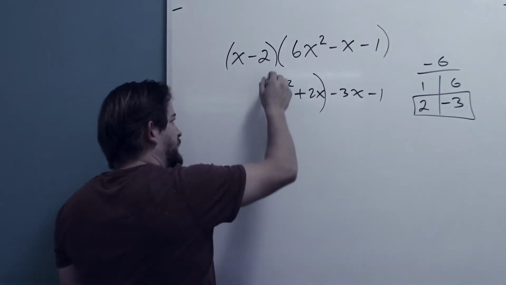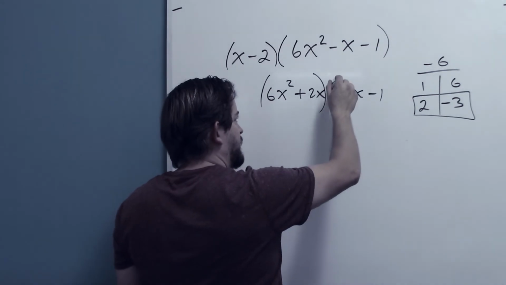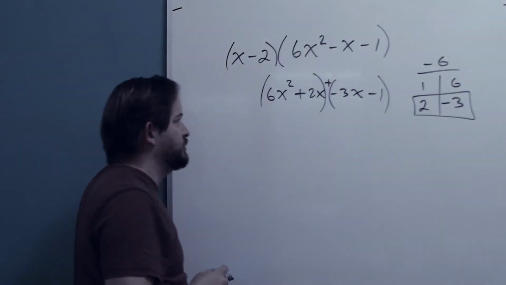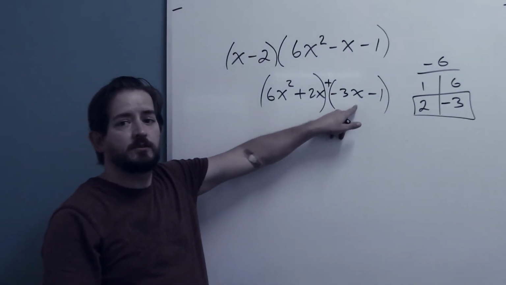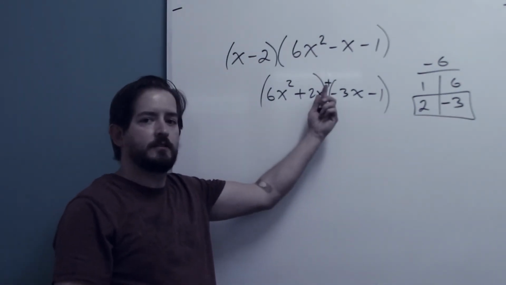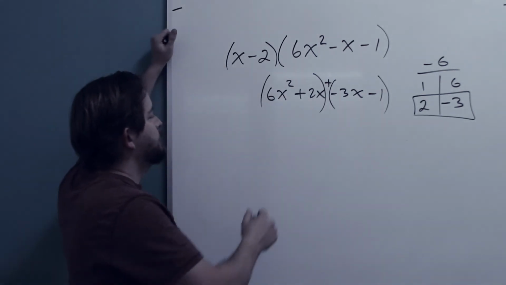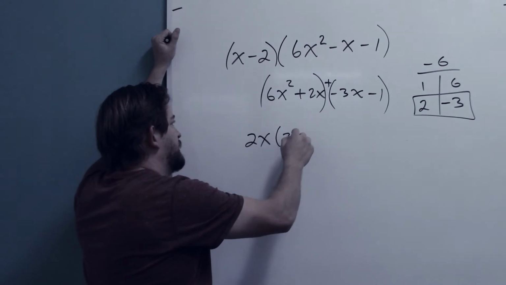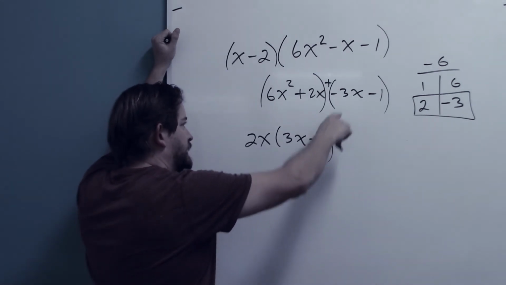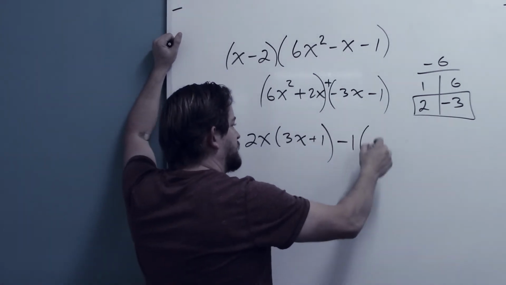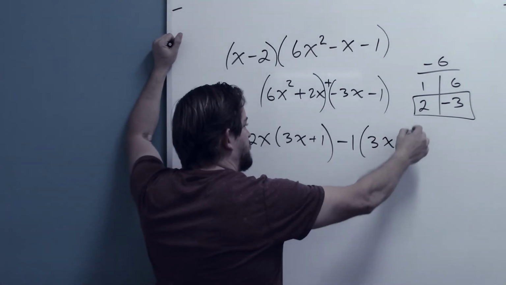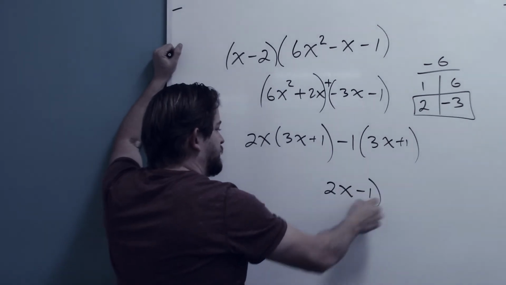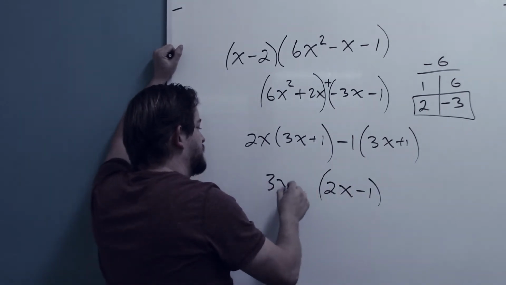I'm going to group these guys. Remember, if this is a negative, that negative belongs to the 3x. So plop a plus in between those two, but make sure that negative sticks with its term and doesn't go on the outside of the parentheses here. From this first grouping, I can factor out 2x, leaving me with 3x plus 1. Here I can factor out just a minus 1 to leave me with 3x plus 1. And then I have 2x minus 1 left over when I factor out the 3x plus 1.